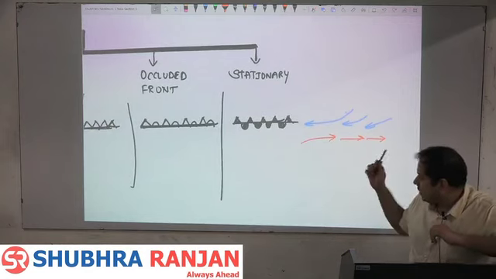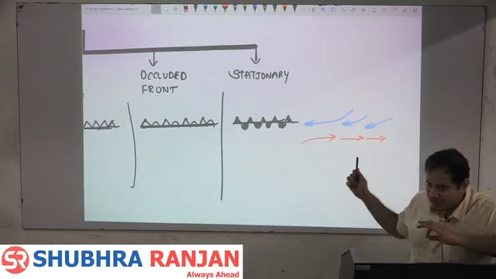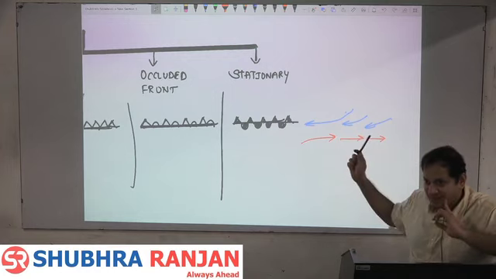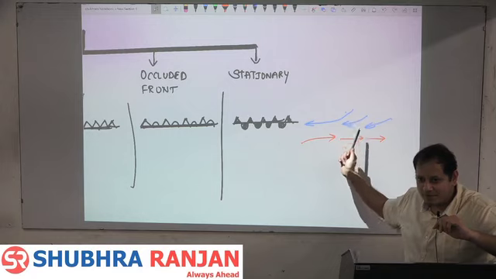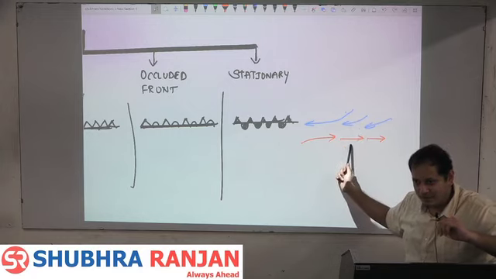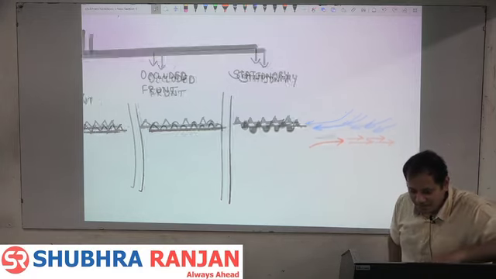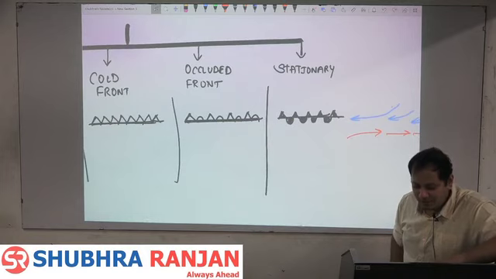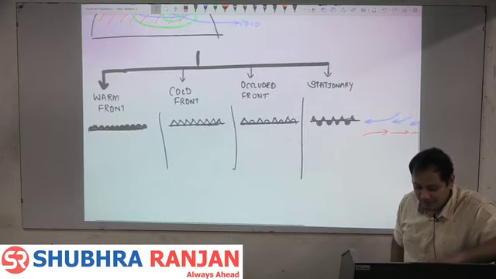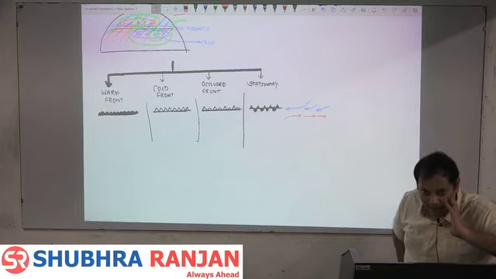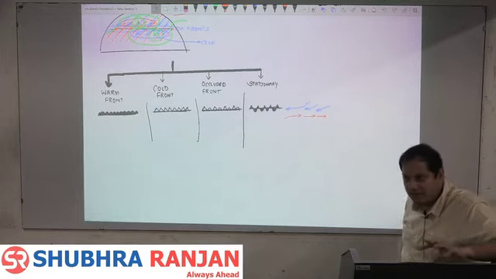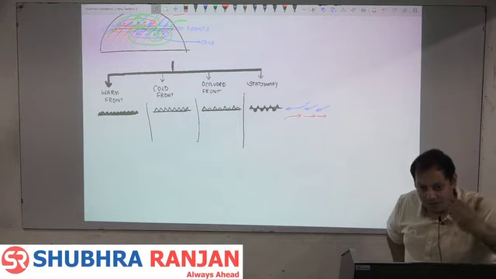So we call, because for a front there has to be convergence, we call this a stationary front. You see the symbol, cold air's triangle on top, warm air's circle below. Getting it? You see the symbols are very, very important here. It will make your answer look technical. Stationary front will occur when there is no convergence. Actually, it is not a front.